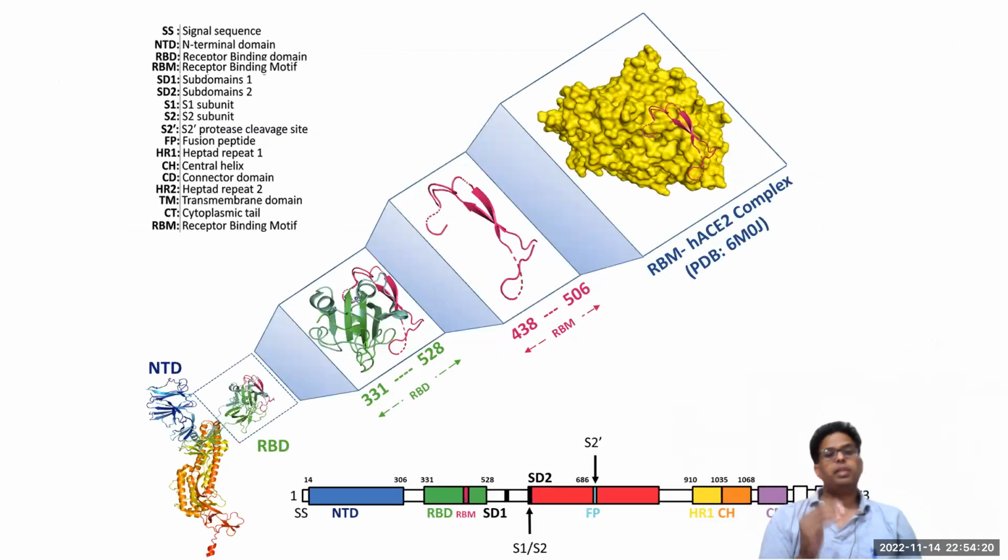And this receptor binding domain, which is here from 331 to 528, itself contains the receptor binding motif, which is the region which comes and binds with the human ACE2 receptor, and that region is from 438 to 506.